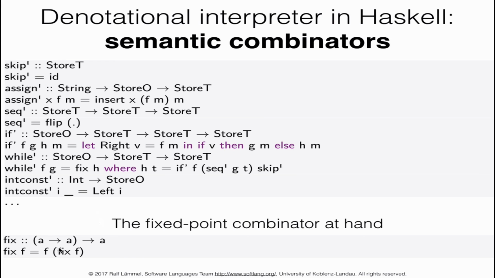And down here we have the fixed point combinator. As we see, it's a polymorphic function which can take any function from a to a and returns an a, and we just use the definitional property as we discussed earlier. So in order to compute the fixed point of f, we just apply f to the computation of the fixed point of f. And in the cases where such a fixed point is indeed defined, we will effectively compute it that way.